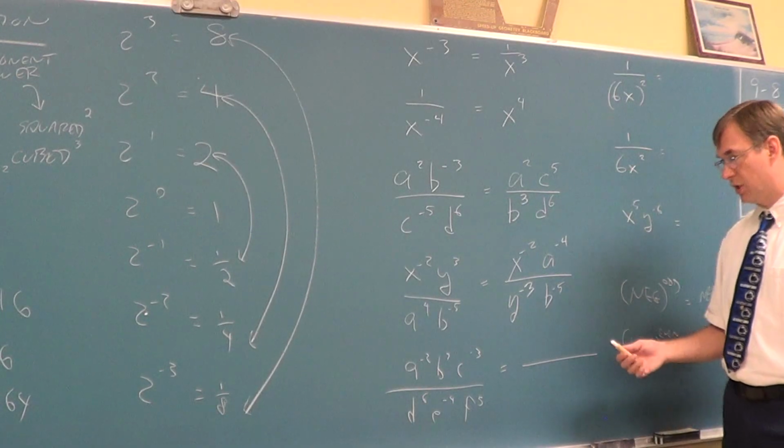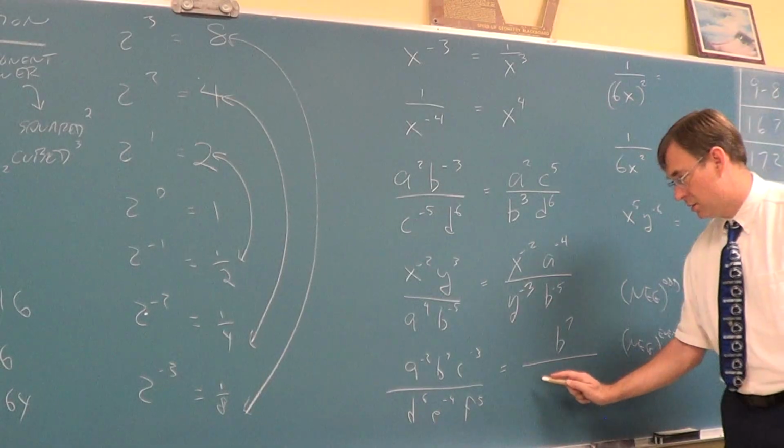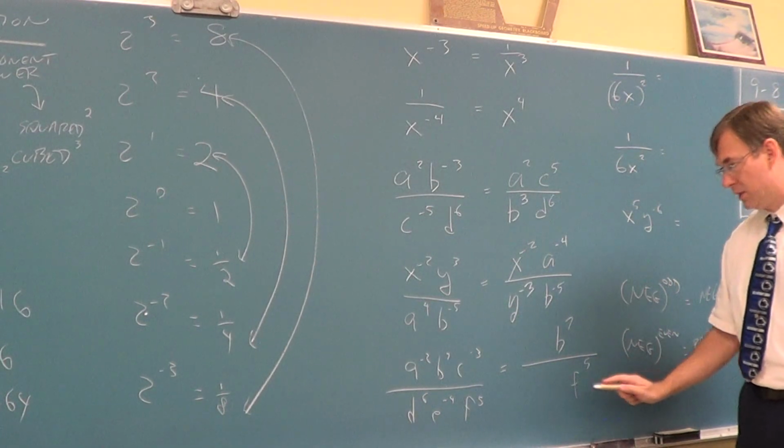Positive. Make them all positive. So who's going to sit? B. B is going to sit. B and F is going to sit. F. D. D is going to sit.